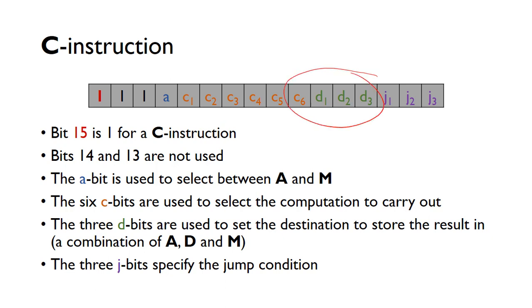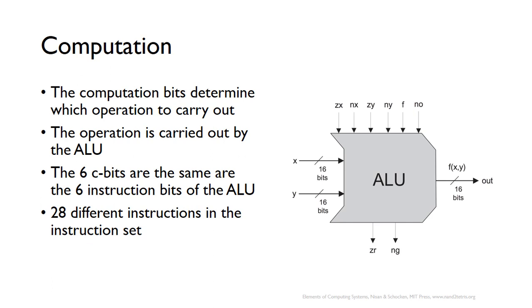Then we've got the 3 destination bits, which set a destination that appears in the instruction, which is a combination of A, D and M. And then we've also got the 3 jump bits. This is where we're looking at whether something is greater than 0, less than 0, or equal to 0. That specifies any jump that's part of the instruction.